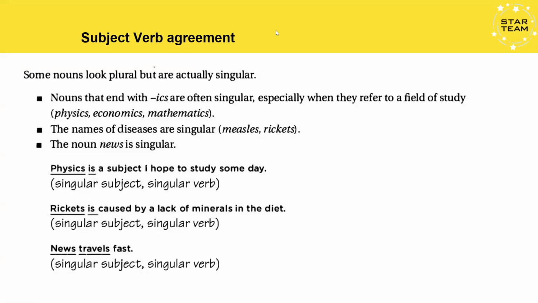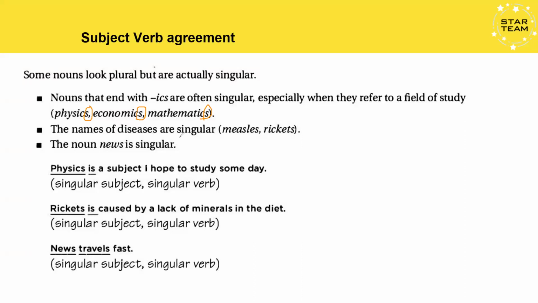Physics, like, according to this, yeah, they think that it is plural, but actually it is singular. The same with economics, the same with mathematics. So all of them are singular. So a verb should be singular accordingly. Like, physics is one of the difficult school subjects. Economics is very crucial nowadays. Mathematics is my favorite subject.